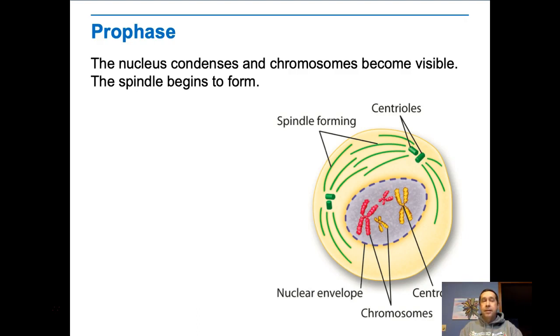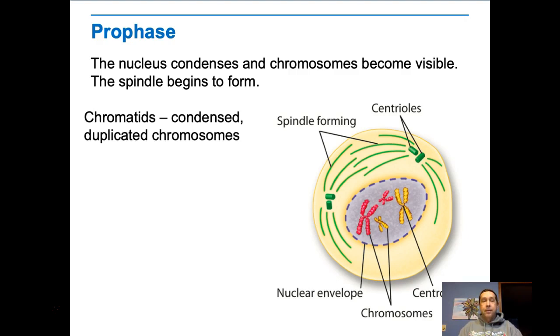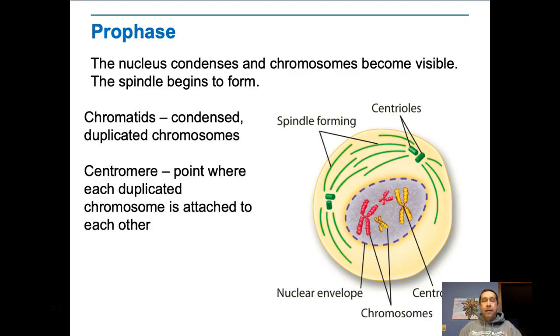Mitosis has four stages: prophase, metaphase, anaphase, telophase, and we use the mnemonic PMAT to remember the order: prophase, metaphase, anaphase, telophase. In prophase, the nucleus is going to condense, it's going to break down, the chromosomes are going to become visible, the spindle apparatus is going to form. If it's an animal cell, the centrioles are going to move to opposite poles, and we're going to get ready to divide.